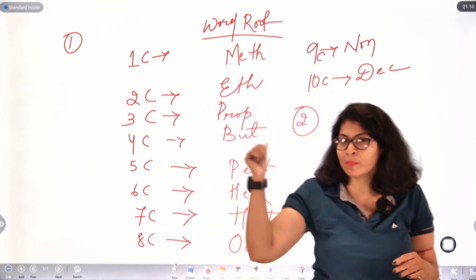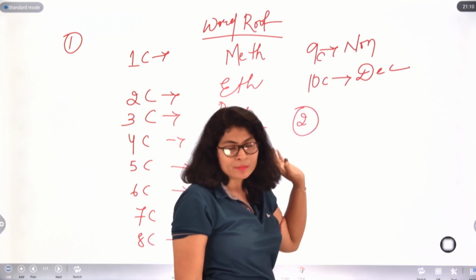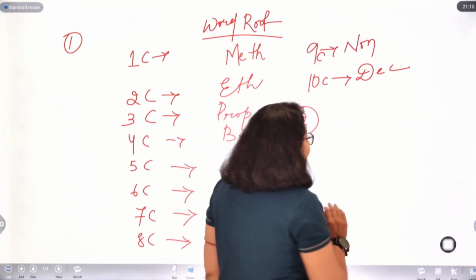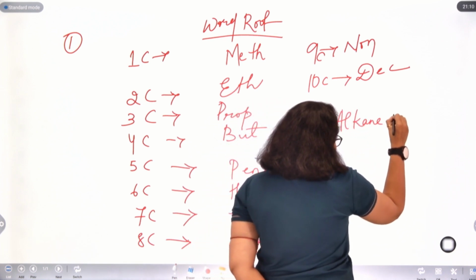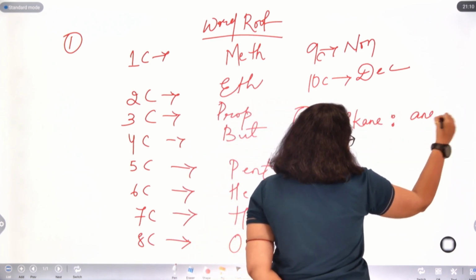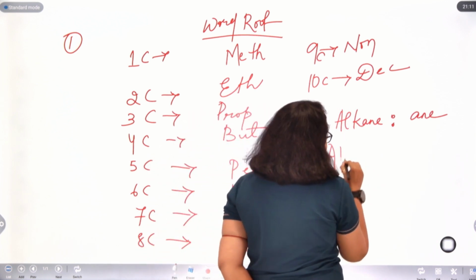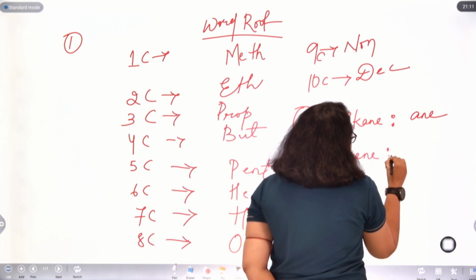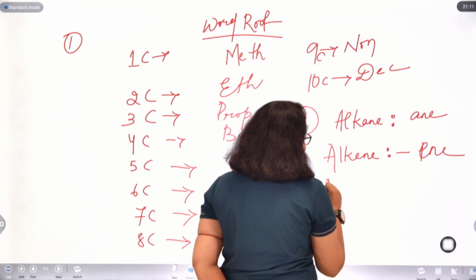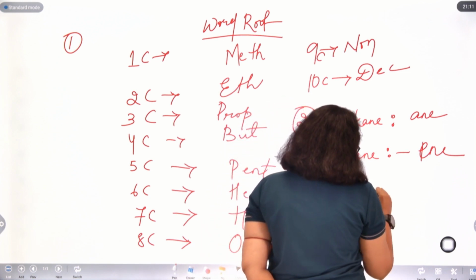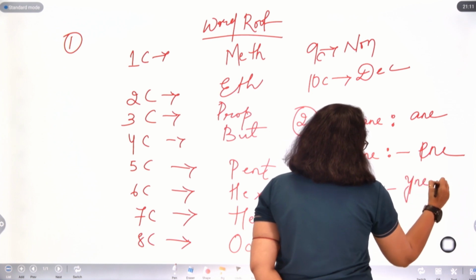The first is you have to remember the word root. Second, if it is having all single bonded carbon atoms, like if it is an alkane, it has to be followed by the suffix ane. If it is an alkene, it has to follow the suffix ene. If it is an alkyne, it has to follow the suffix yne.